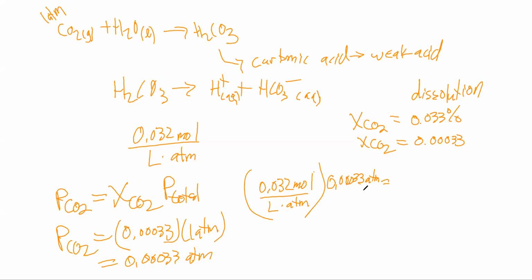So this is how much CO2 dissolves, given the partial pressure of the CO2 pushing down on it. And so we get something like 1.056 times 10 to the minus 5 moles of CO2 per liter of water, or I guess solution would be a better term. So we have a concentration of our CO2. Does anyone have any questions on that part?